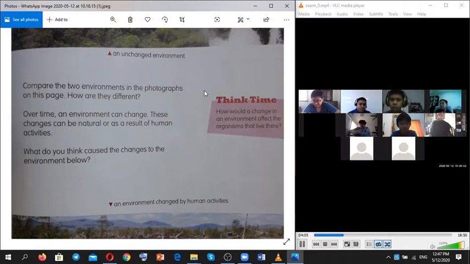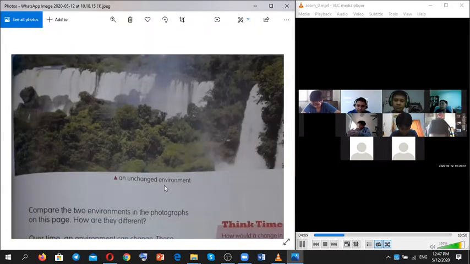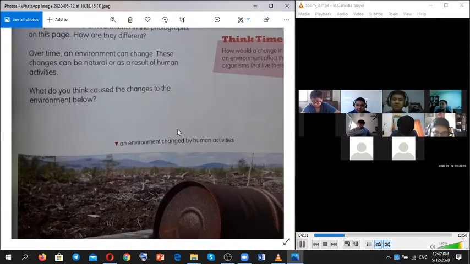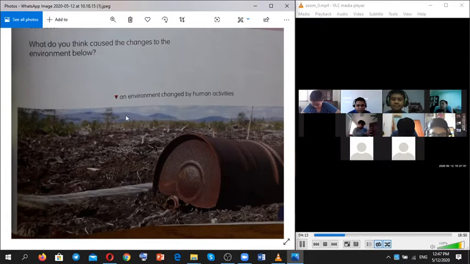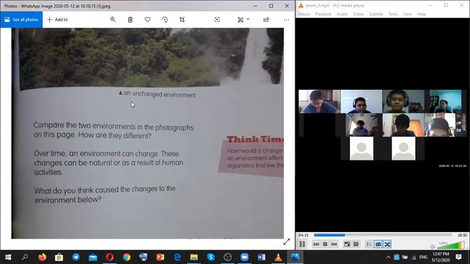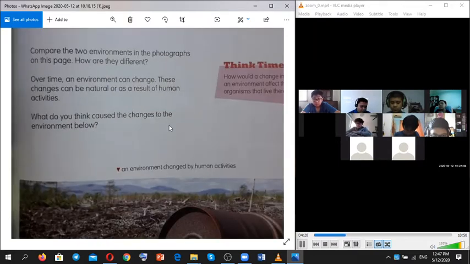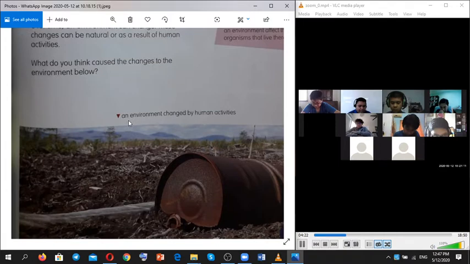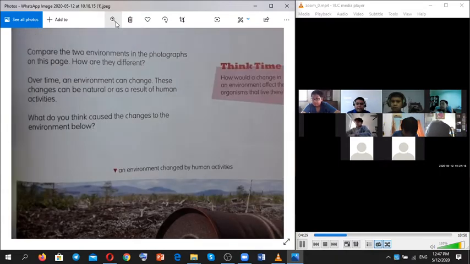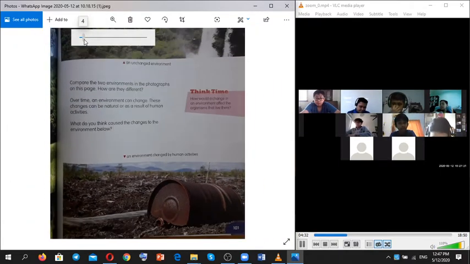Okay, so we have two pictures here. One at the top and one at the bottom. We have a description here at the top. What does it say? An unchanged environment. Okay, thank you. And then below here we have an environment changed by human activities. Okay, very good.